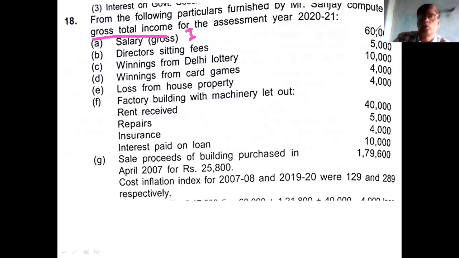60,000 salary is received. What are the deductions coming under the gross salary? You studied the income from salary. What are the deductions coming under gross salary? Anyone tell me?